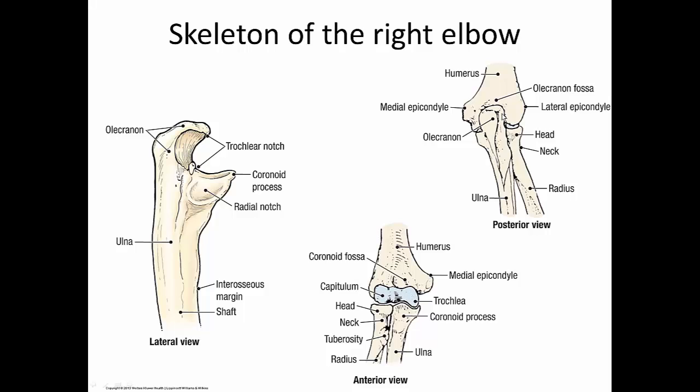The maintenance and integrity of the humero-radial joint, so between the humerus and the radius, depends mostly on the combined radial, collateral, and annular ligaments. The annular ligament is a ring-shaped ligament that surrounds the head of the radius. This is why the head of the radius can actually rotate while you pronate and supinate your forearm.